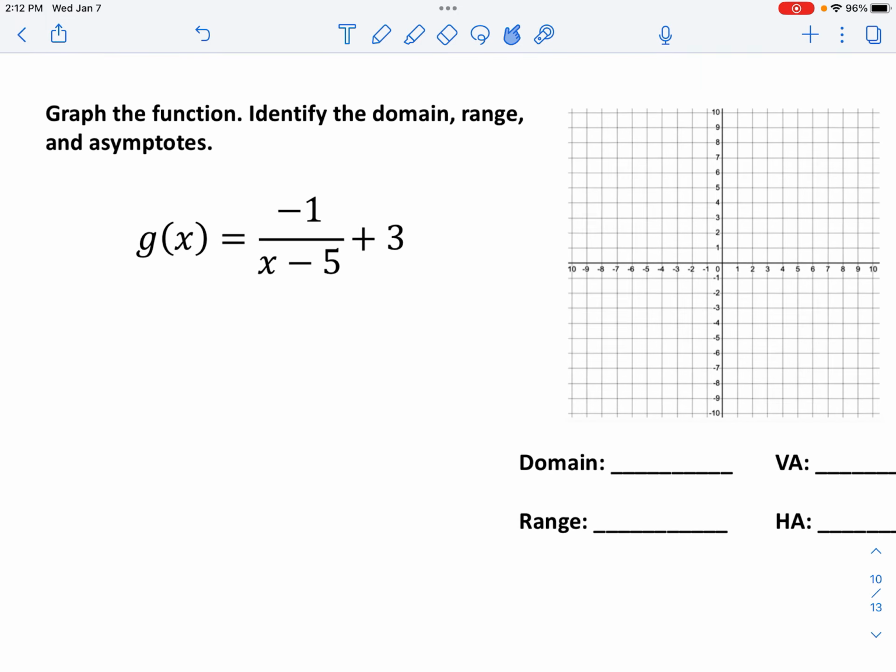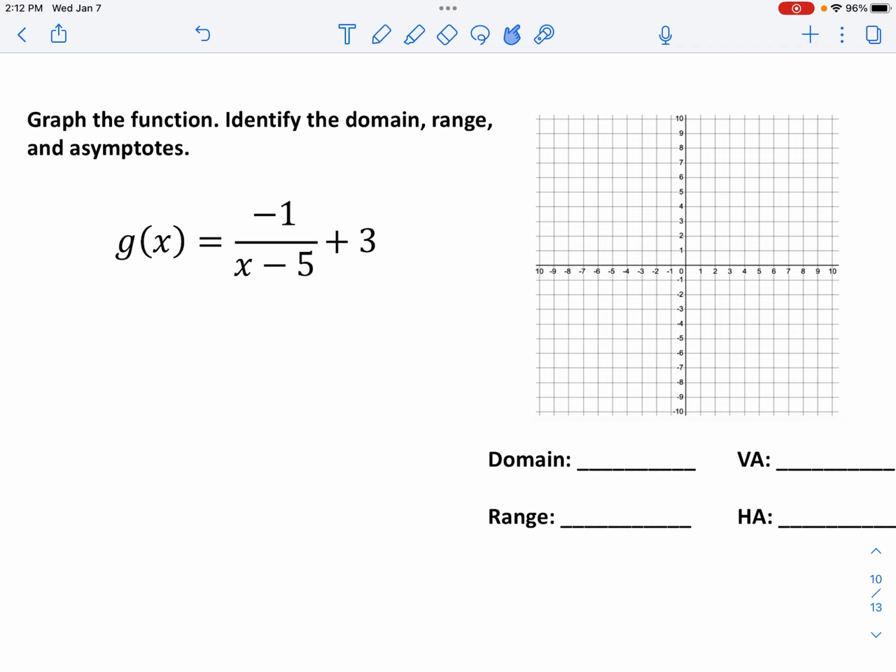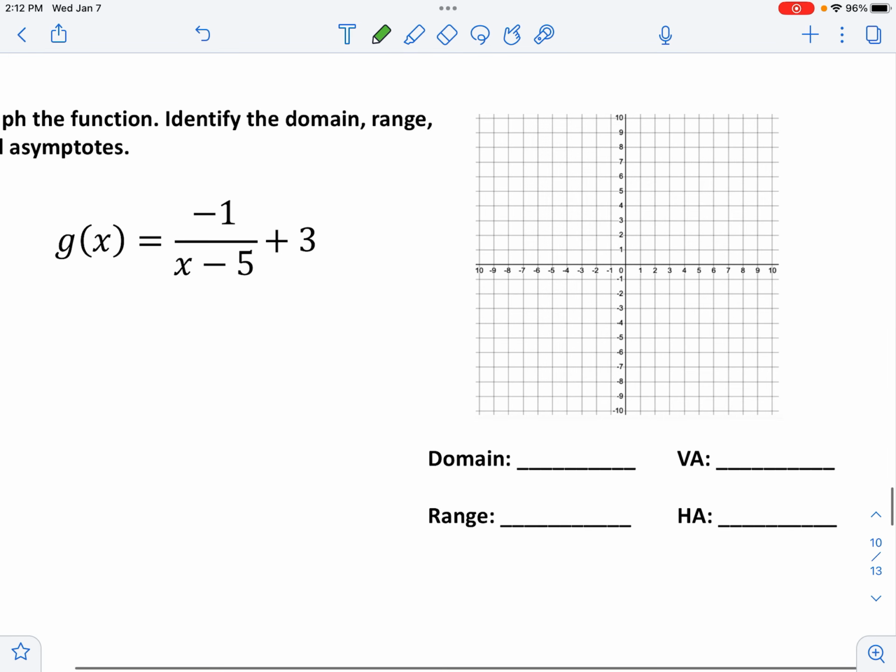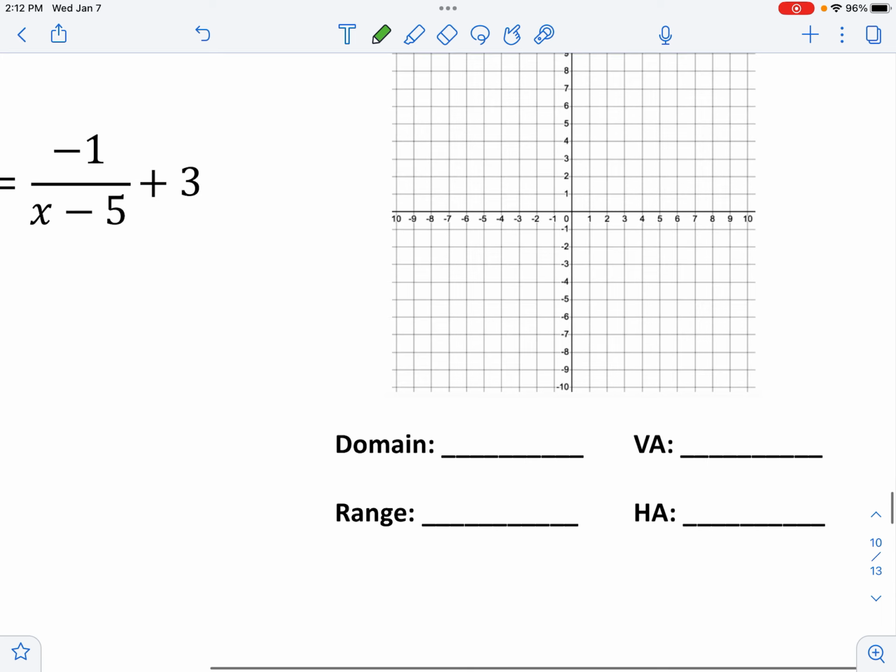Okay, so this one says graph the function, same directions, I guess. This one does have a reflection across the x-axis, so the branches should not be in these two spots. Instead, it should be like this. All right, so my vertical asymptote is at x equals 5. My horizontal asymptote is at y equals 3.